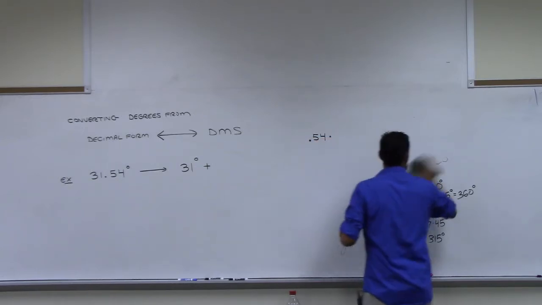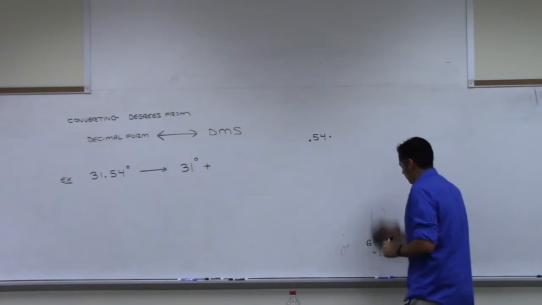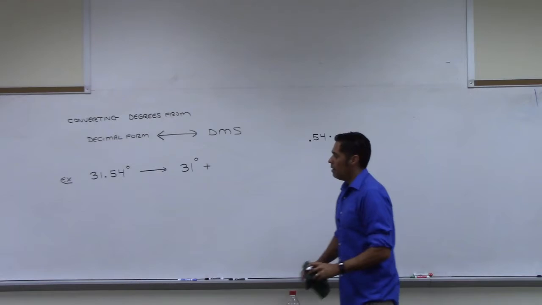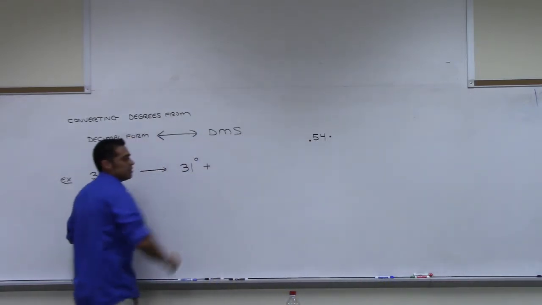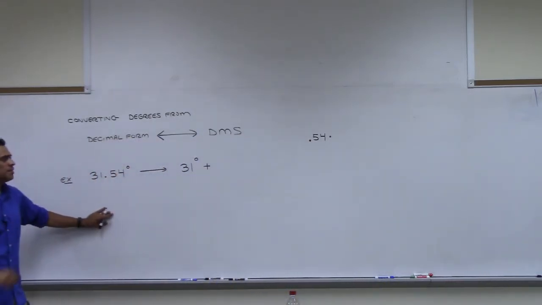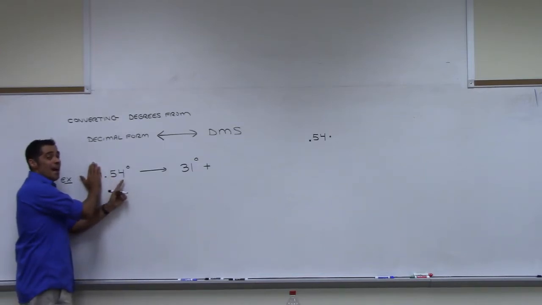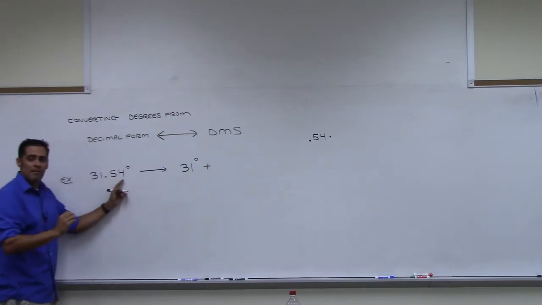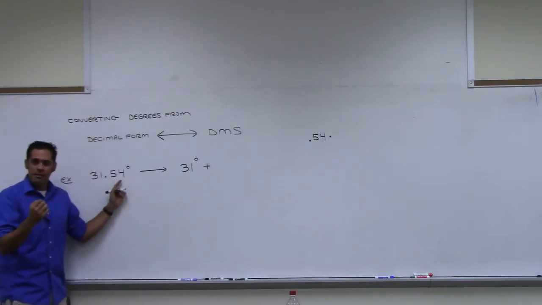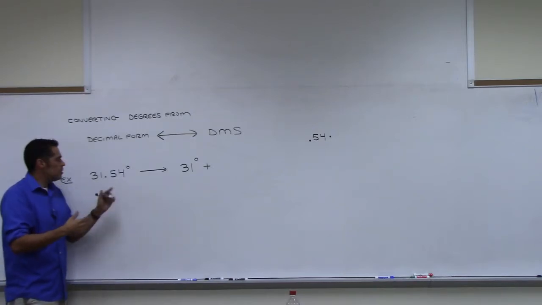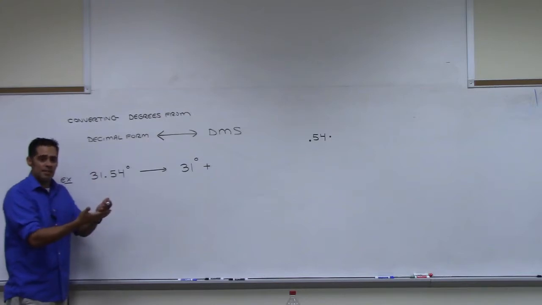So off here on the side, what I want you to think about is what would 0.54 times, what number am I going to use here? I've got degrees here, I want minutes. So give me a relationship between degrees and minutes. How many minutes are in 1 degree? There's 60. So think about it this way. If this was just 0.5, not 0.54, wouldn't that be half of a degree? And that would be 30 minutes.